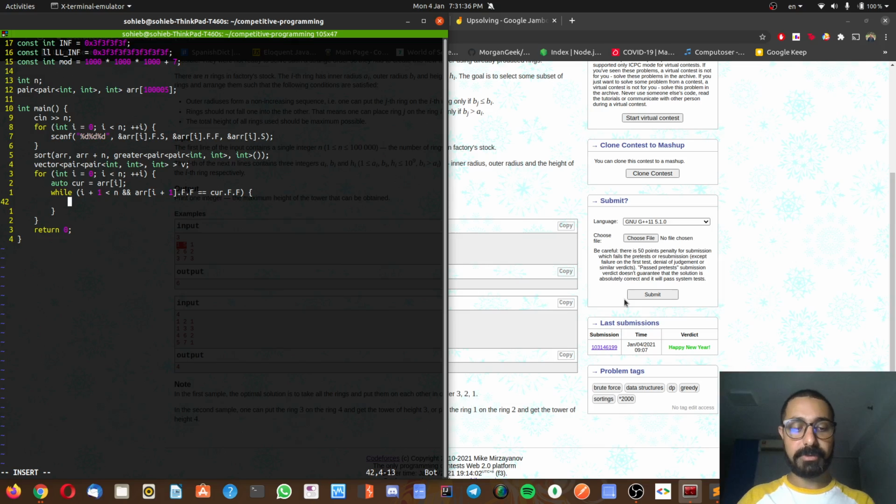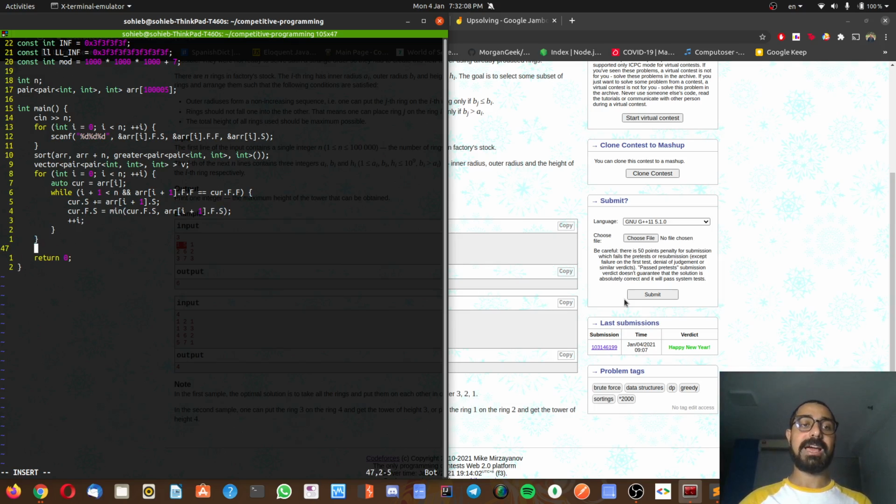How to merge both of them? We said the outer radius will be the same, the inner radius will be minimized, like we will take the minimum between both of them, and the height will be accumulated. So the current dot second, which is the height, plus equal array of I plus 1 dot second, and the outer radius is the same, but then inner radius will be the minimum between the inner radius and the inner radius of the next element, so first and second. And let's just increment I.